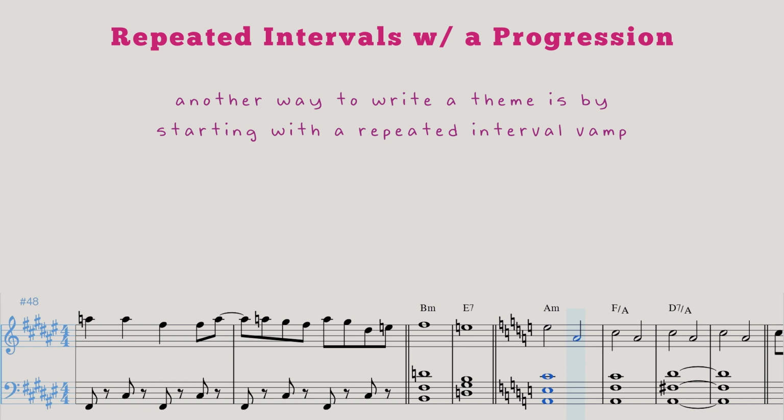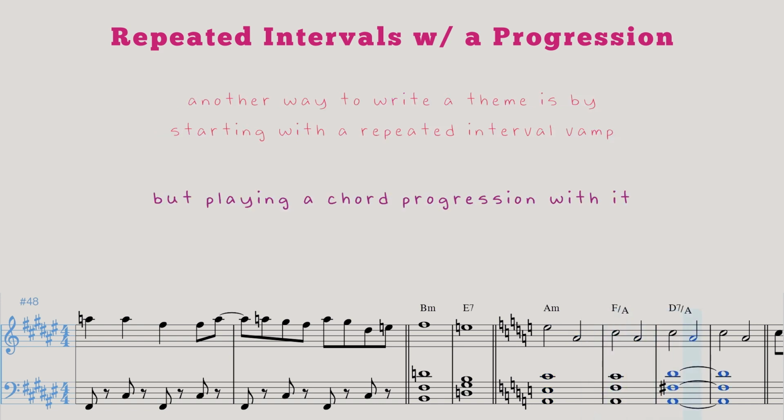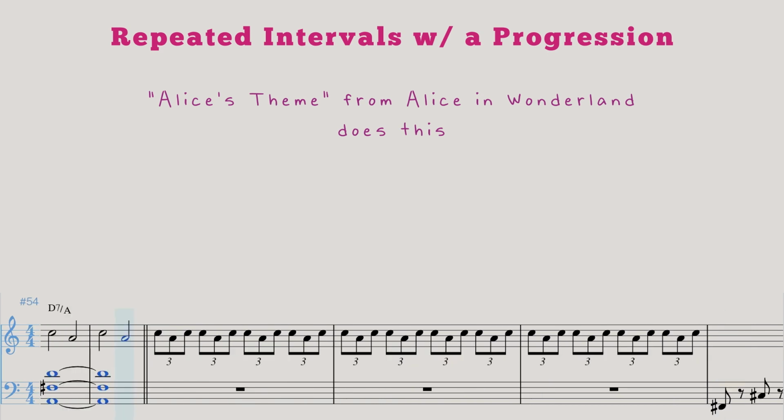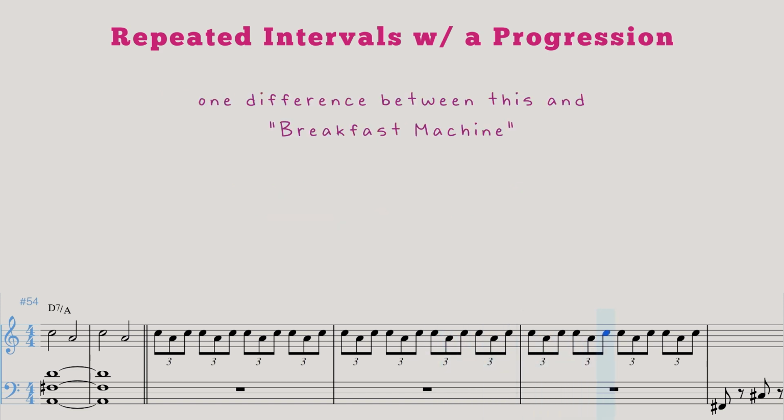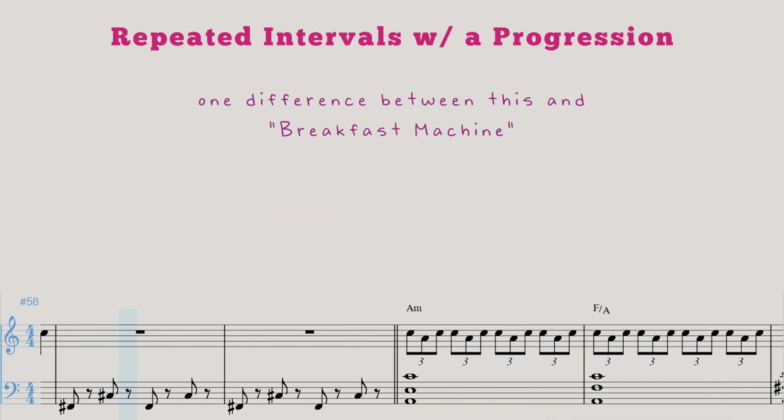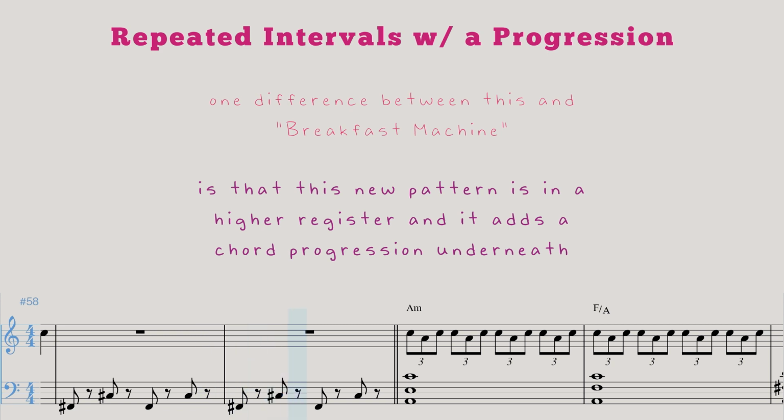Another way to write a theme is by starting with a repeated interval vamp, but playing a chord progression with it. Alice's theme from Alice in Wonderland does this. It begins with a minor third pattern with the notes A and C. One difference between this and Breakfast Machine is that this new pattern is in a higher register and it adds a chord progression underneath.